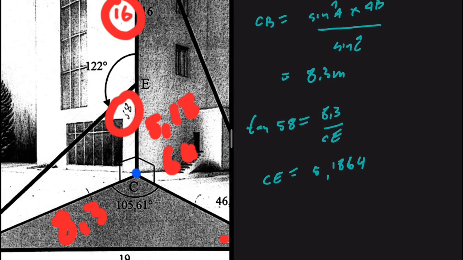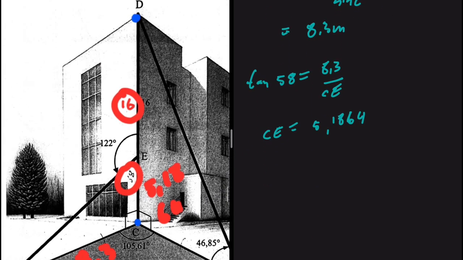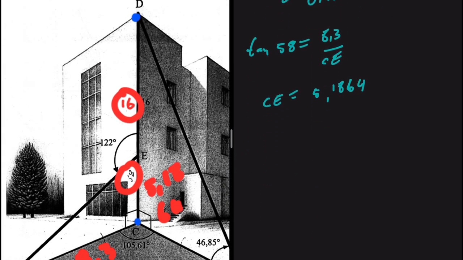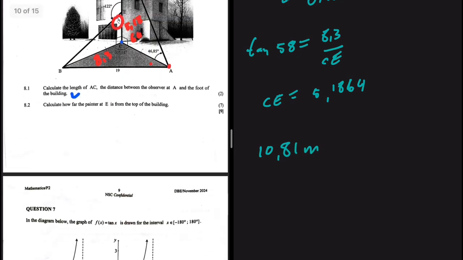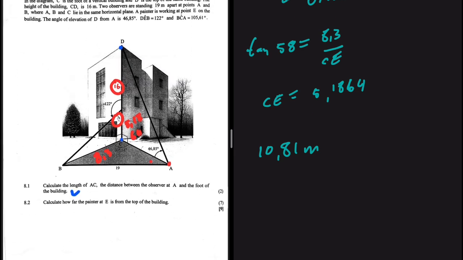So from C to E is 5.1864. So how far is E from D? Well, 16 minus the answer. It is 10.81 meters apart. What is the question? Yeah, it is, how far is it? It is 10.81 meters from point D.